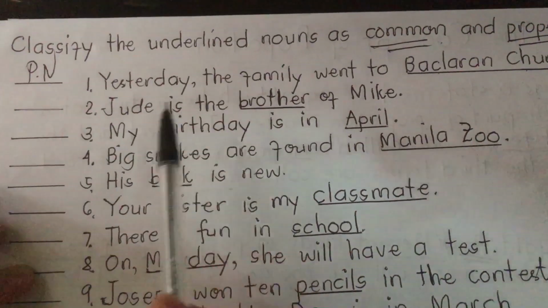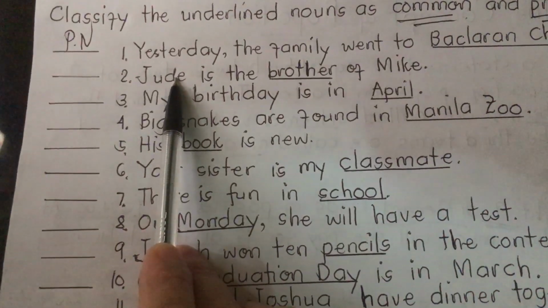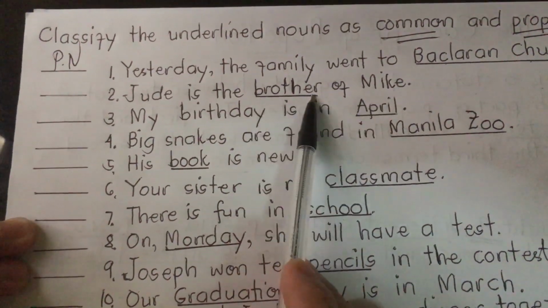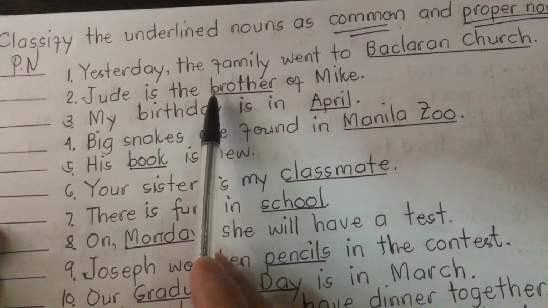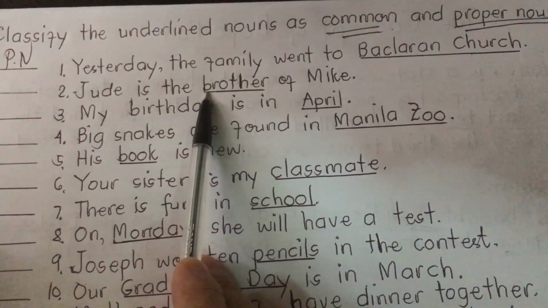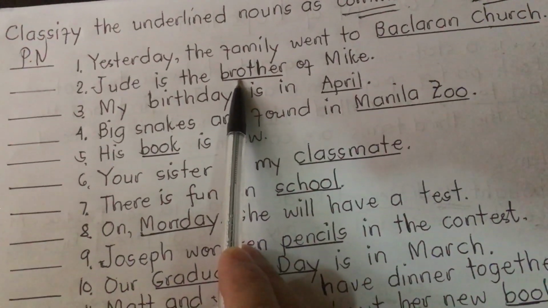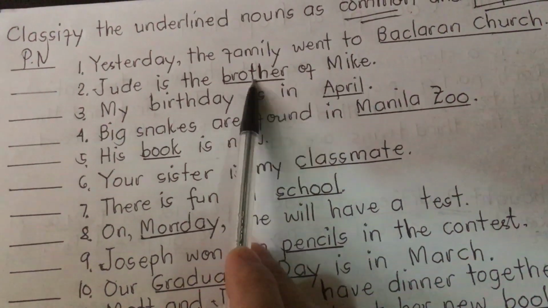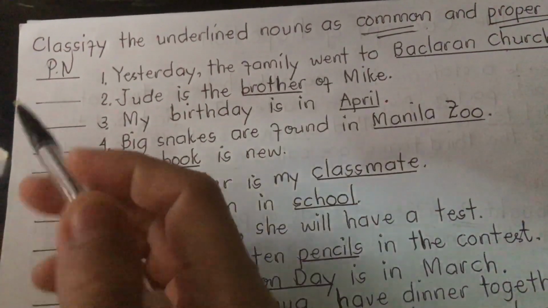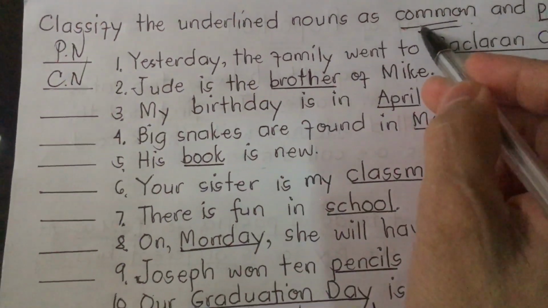Okay, for number two: Jude is the brother of Mike. The word brother, class, begins with a small letter. Brother does not show the specific name of that particular brother. So the underlined word is automatically, class, a common noun. We're going to write CN. That's for common noun.